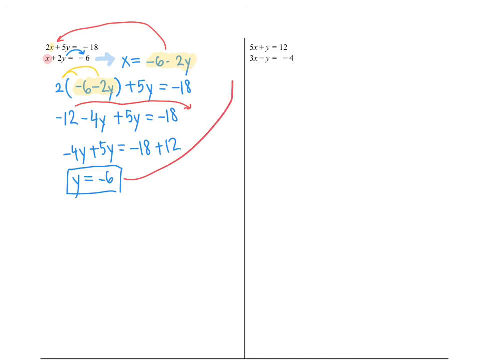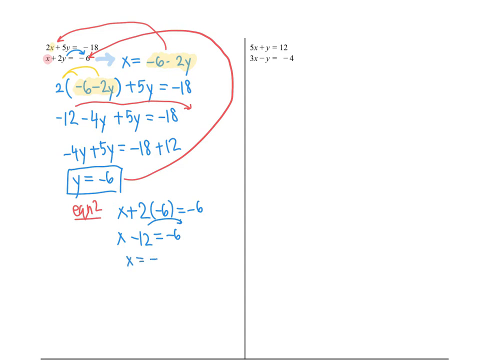So I'm going to take it and I'm going to sub it into my second equation. So my second equation says x plus 2y, but instead of y, I'm going to write the -6 that I just got equals -6. So I'll clean it up. 2 times -6 is -12. And now we can bring the -12 to the other side.